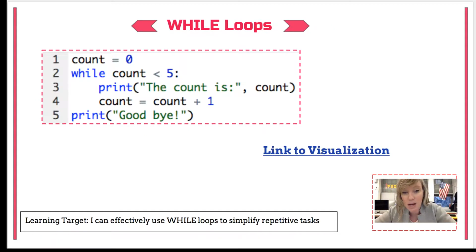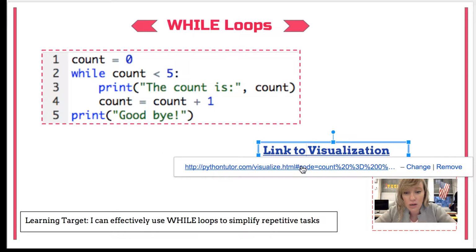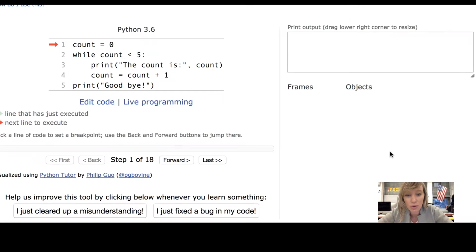A while loop is not like that. We can't automatically tell in a while loop how many times it's going to run just by using the first part of the while loop, where it's defined right here. So we're going to use a tool called Python Tutor in order to visualize what's happening with this while loop.